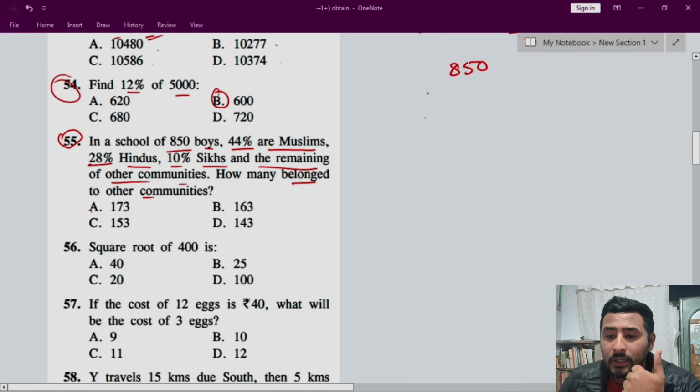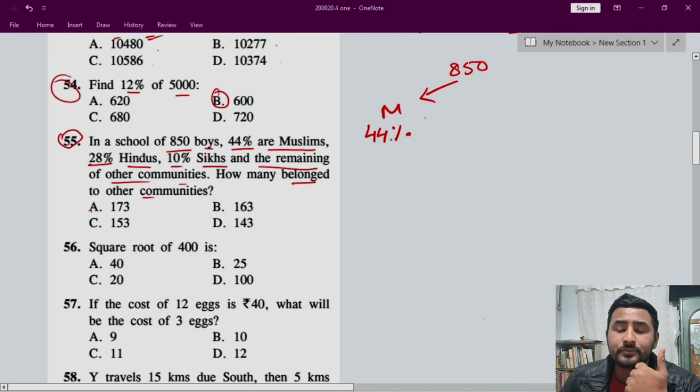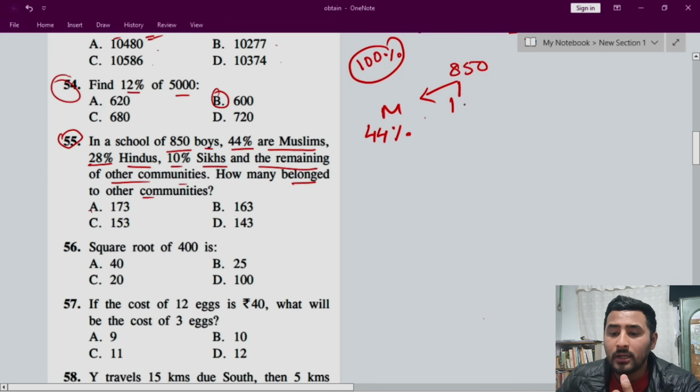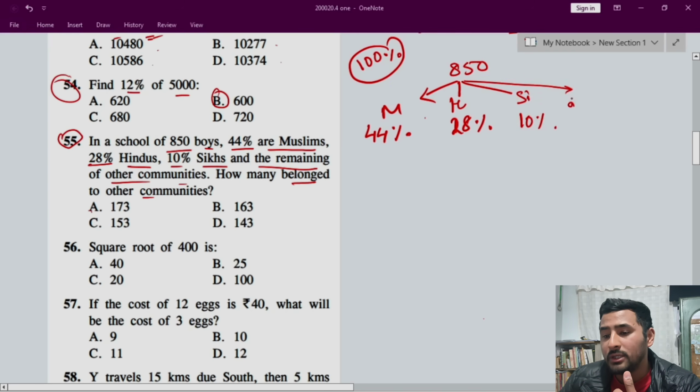So let me write it down here. 44% Muslims. Now remember, when you talk about percentage, this will always be 100%. The total number of percentage would be 100%. Okay, so let's break it down. Muslims are 44%, Hindus are how much? 28%. 28% are Hindu. Then Sikhs are how much? Sikhs are 10%. And we have another one, that is other communities. Okay, other communities. So how will we know about other communities?